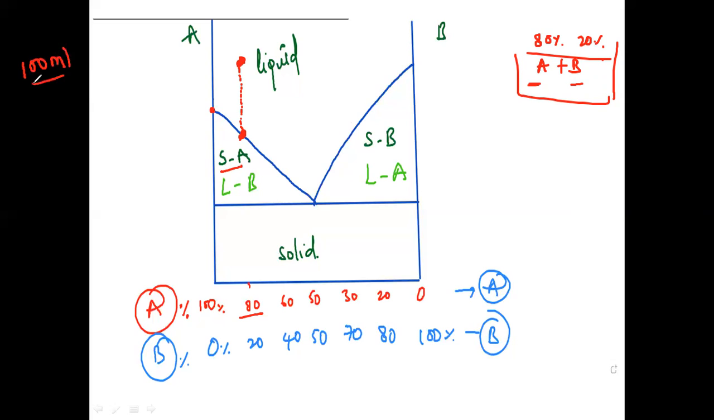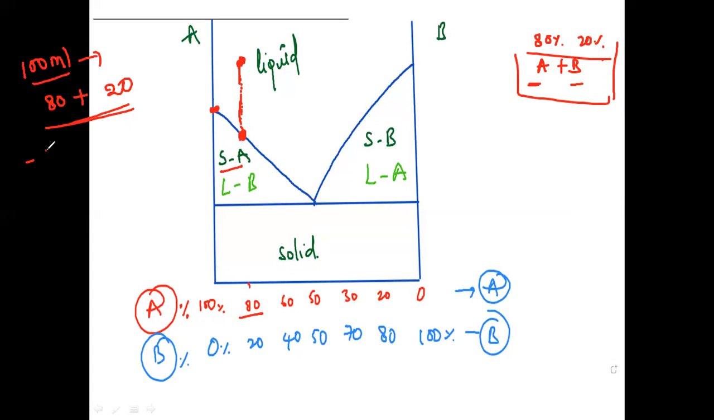So first 100 ml is there, and now here at this particular point, but now we are taking only 80 ml and 20 ml. So whenever we are decreasing the temperature, it reaches this particular point, and at this point the solidification will start. Only the composition of A is solidifying here.